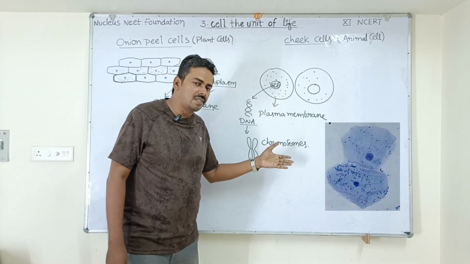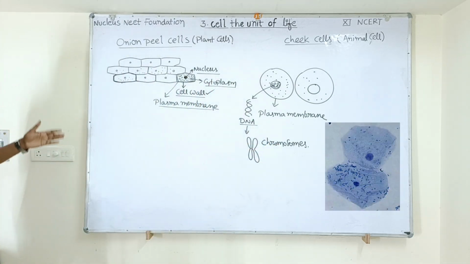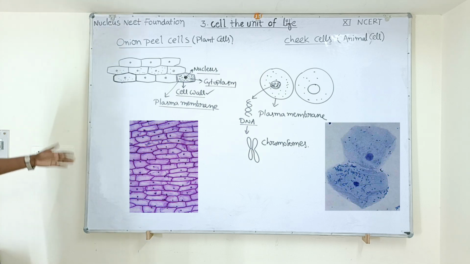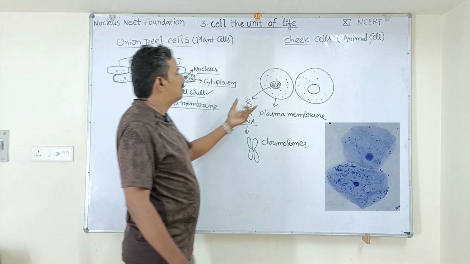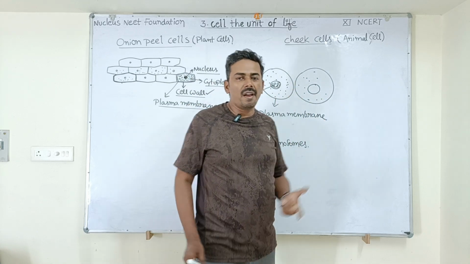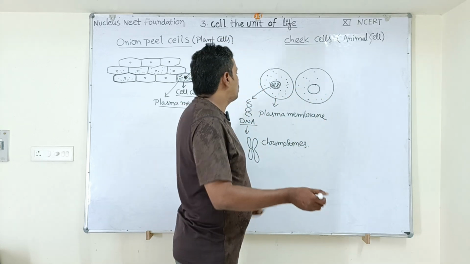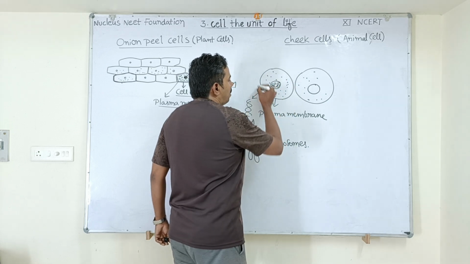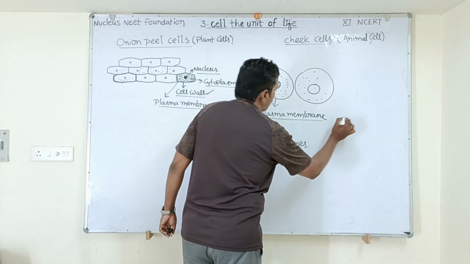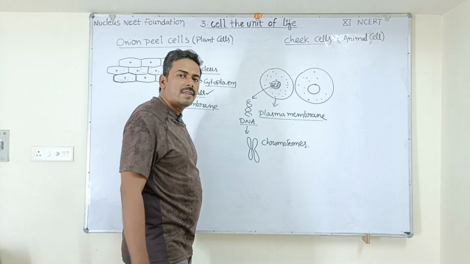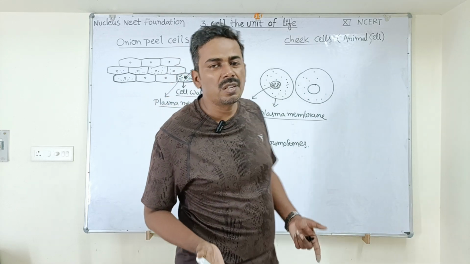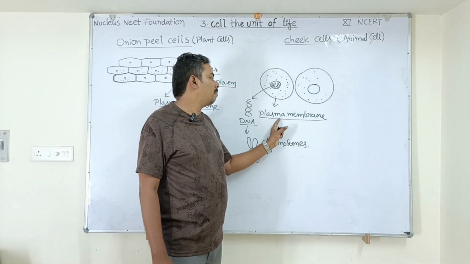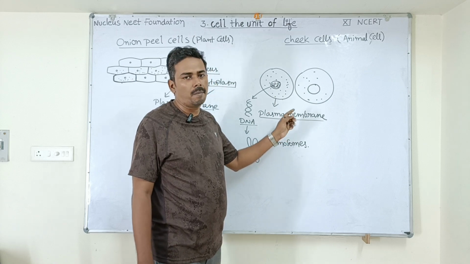This is the picture of cheek cells, and this is the picture of onion cells which are photographed under the microscope. So when we observe the cheek cells, what details can we find under the microscope? First of all, there is the outer delimiting membrane which is surrounding the entire cell. It is called plasma membrane. But where is the cell wall? Cell wall is absent in animals. We don't find a cell wall.